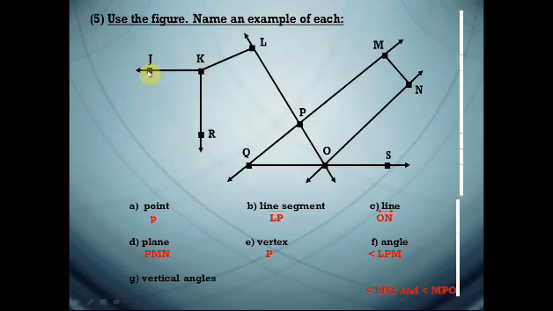Angle. We have a lot of angles: angle JKR, angle LKR, angle LPM, angle PMN. Okay, here we write angle LPM. Vertical angles. They are 2 angles opposite each other, like angle LPM and angle QPO, or angle LPQ and angle MPO. They are called vertical angles.